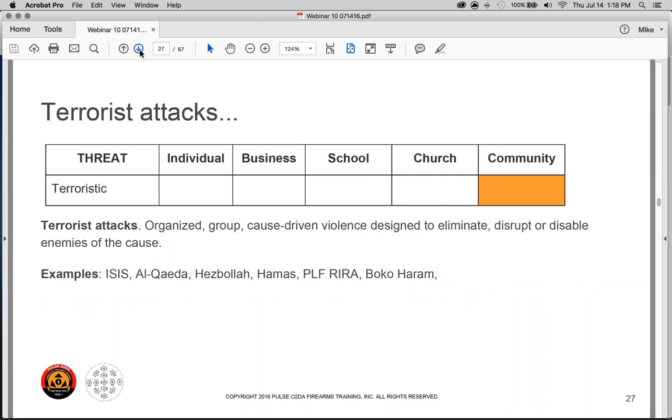Next up, we have terrorist attacks. This is what we traditionally think about when we talk about terrorists. Here we have an organized group that is inflicting violence in order to somehow enable their cause. Examples of this include ISIS, Al-Qaeda, Hezbollah, Hamas, the PLF, and Boko Haram. The primary target is the community in this case. Once again, individuals, businesses, schools, and churches feel the wrath, but what they're attempting to do is terrorize a community.